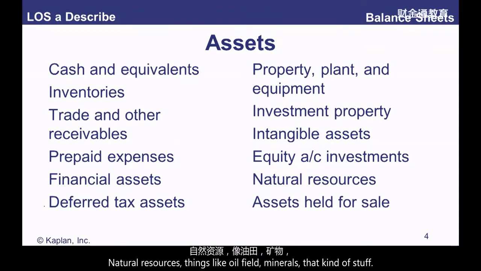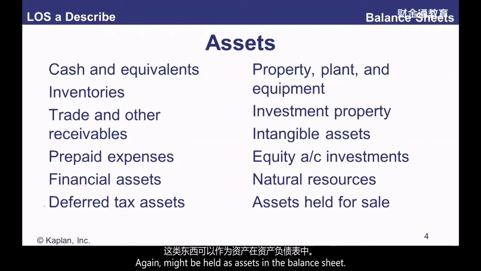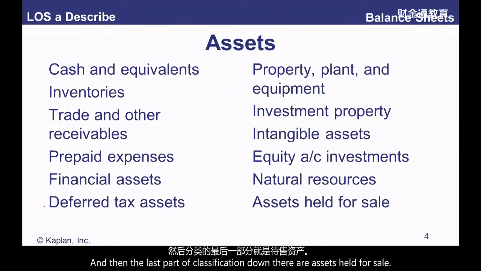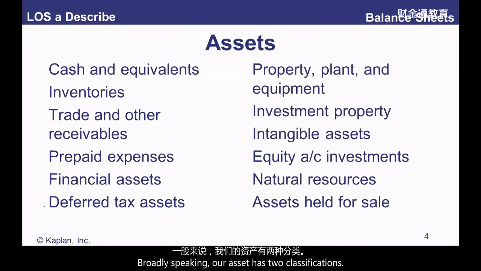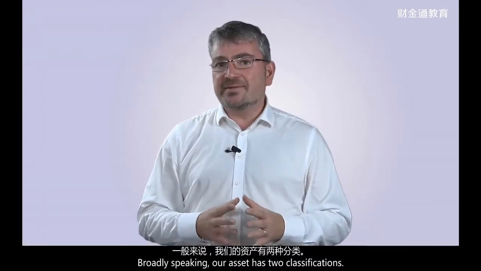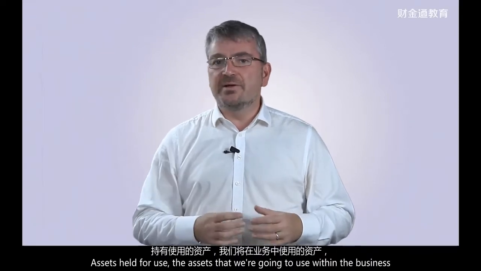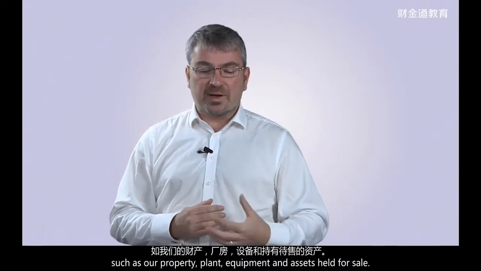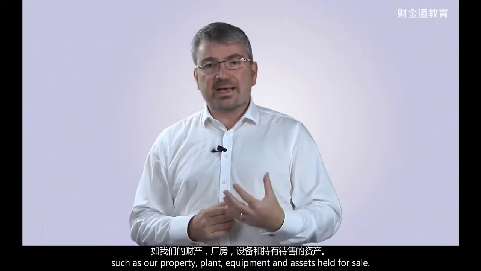Natural resources, so things like oil fields, minerals, that kind of stuff, again, may well be held as assets in the balance sheet. And then our last classification down there are assets held for sale. Broadly speaking, our assets have two classifications. Assets held for use, the assets that we're going to use within the business, such as our property, plant and equipment, and assets held for sale.